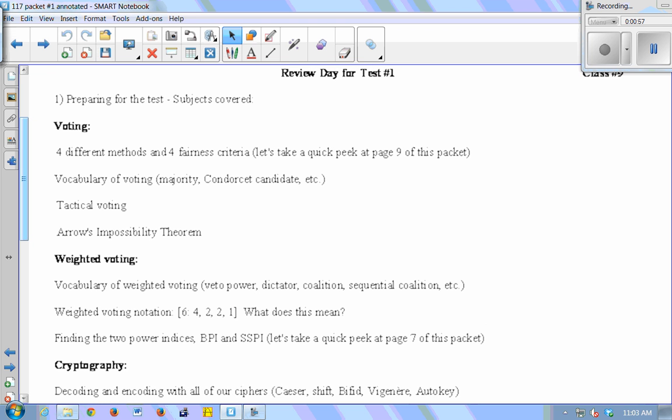You should be familiar with all the vocabulary of voting from Chapter 1. What is a majority? What is a Condorcet candidate? Etc., etc. Tactical voting and Arrow's impossibility theorem. So those are sort of the big topics from Chapter 1, voting.